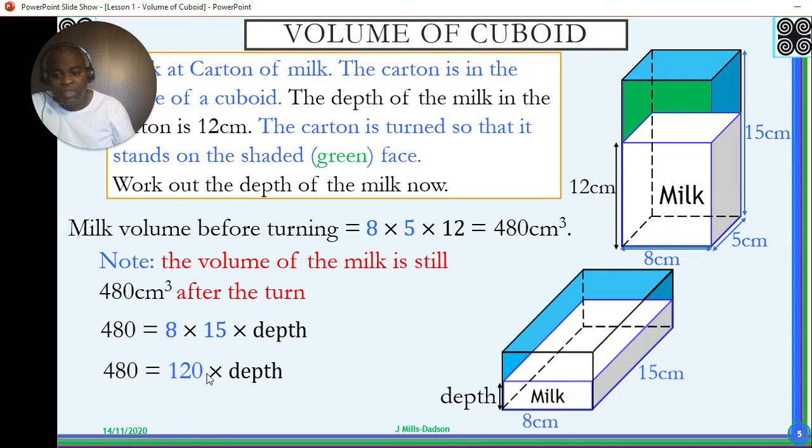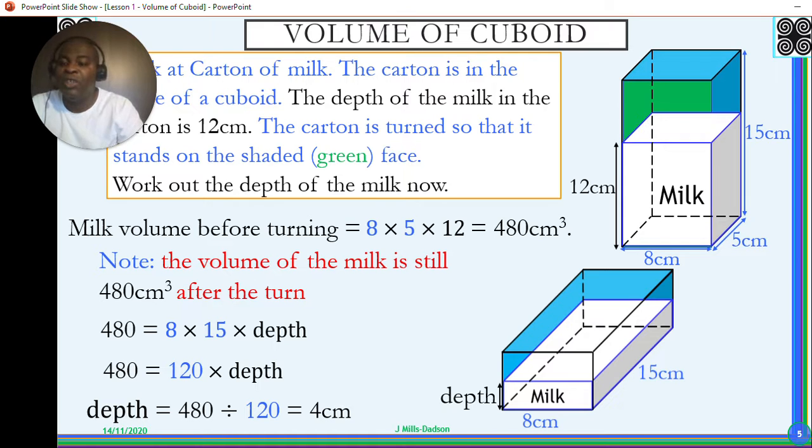So 480 equals 120 times the depth or the height of the milk. To do the inverse, we divide both sides by 120 to give the height. So therefore, you can say the depth of the milk is 4 cm. So this is an application of finding the missing length of a cuboid. It's similar to the same question we did before, but this is in a problem form.